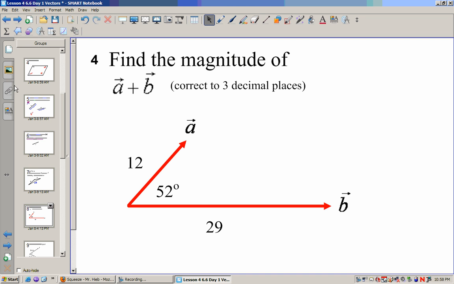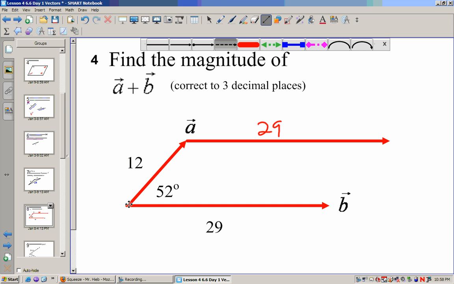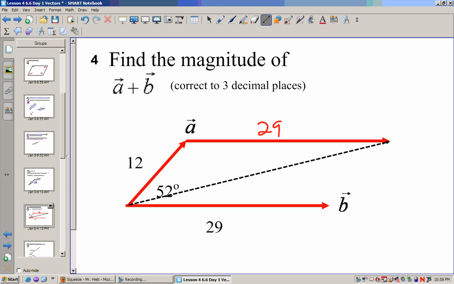All right, so if I want to find the magnitude of A plus B, it's kind of tough right now because B and A are not put at the ends. They're put here. So what I'm going to do is I'm going to copy this, and now I'm going to paste it, and I'm going to put this at the end of A. So if this is 29, this also has to be 29. And the vector I'm looking for goes from the beginning of A to the end of B. So this vector right here is A plus B.